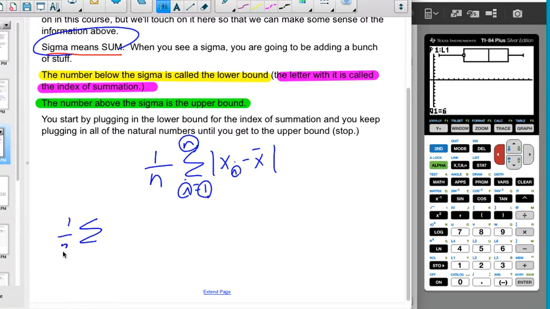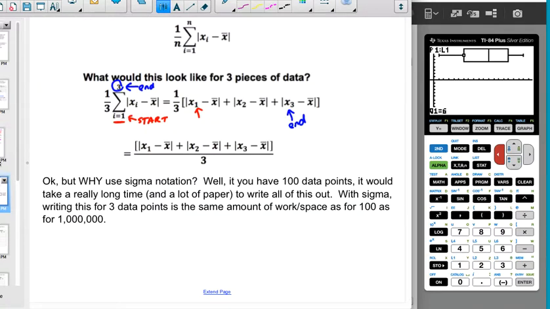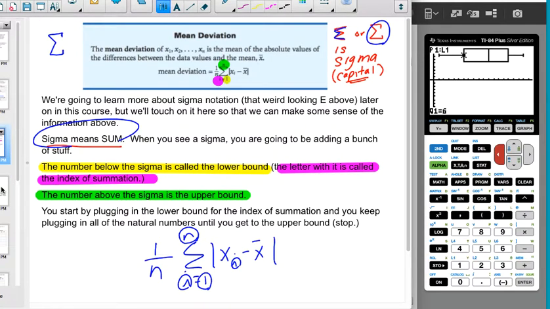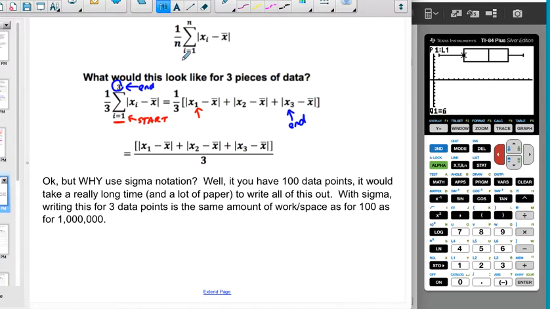Let's say I wanted to find the first 3 sets. I might have actually done this. Hey, never mind. I did it on the next page. Let's go to the next page. So here's what this would look like if I picked 3 pieces of data, okay? I would start at the first piece of data, 1. I would end at 3 because there's 3 pieces of data. And what would happen is, instead of 1 over n, it would be 1 over 3 because n is 3, right? So 3 pieces of data would mean n is 3, right?